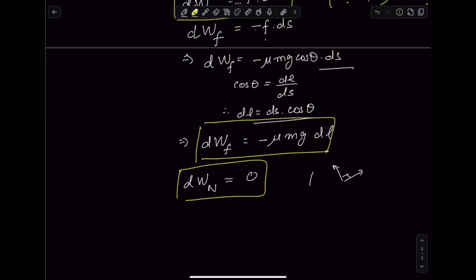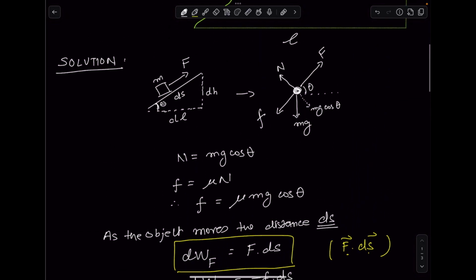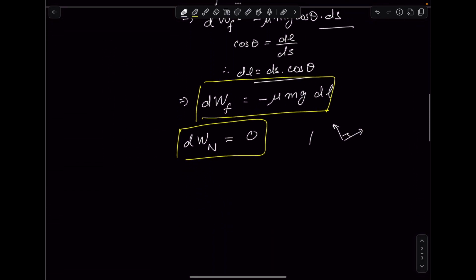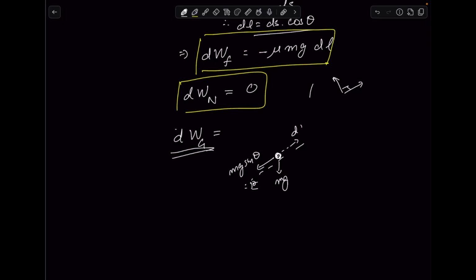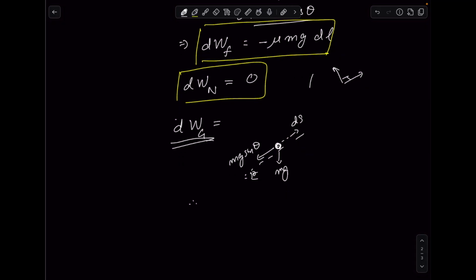Okay, and there is one more force there, which is the force of gravity. So the small work done by gravity equals, let's say dWg, let's draw a diagram. So this is the object, this is angle theta, this is mg, this is the component of gravity along the direction of ds, which is mg sine theta, and this is the direction of ds. So all right, so this gives us very clearly that small work done by the force of gravity is minus mg sine theta times ds.